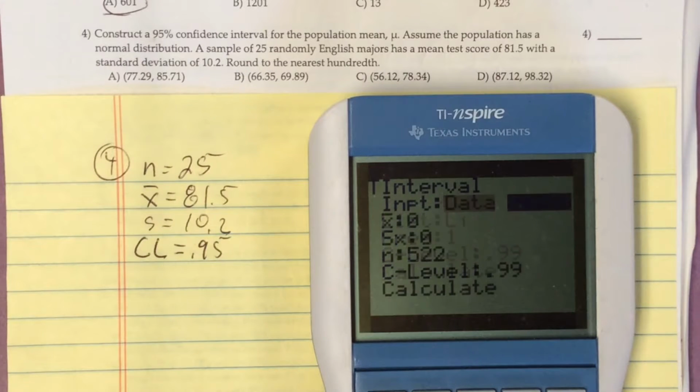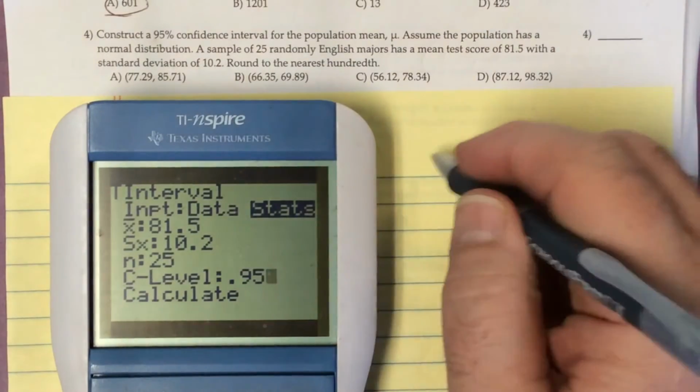So I'm going to press enter to highlight stats, and then I'm going to provide all the information I have here. x bar is equal to 81.5, comma, my sample standard deviation is equal to 10.2, my n value is equal to 25, and then my confidence level is going to be 0.95. So what are we putting in here? We're using a t-interval.